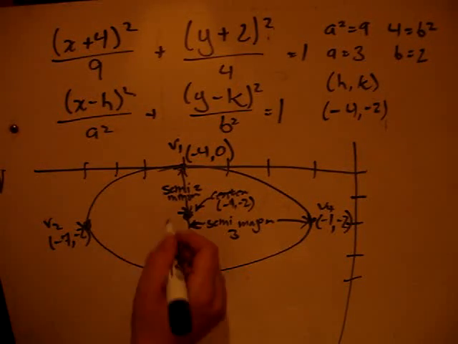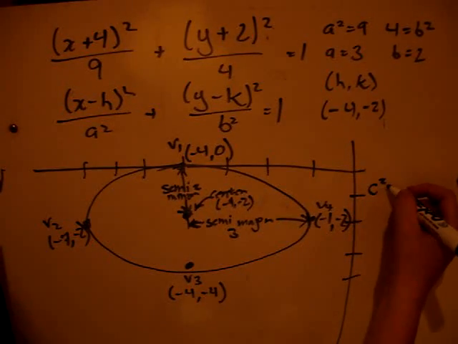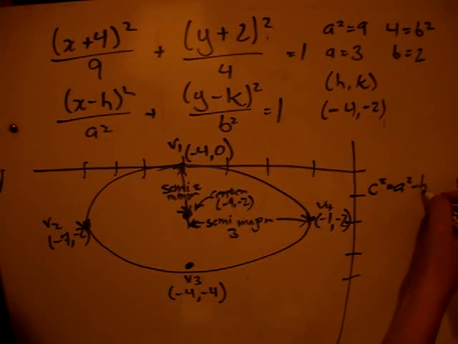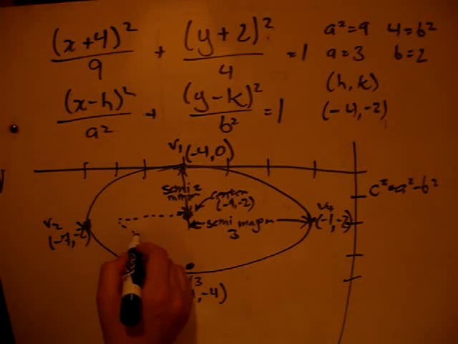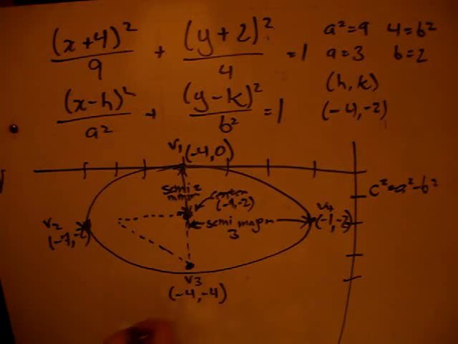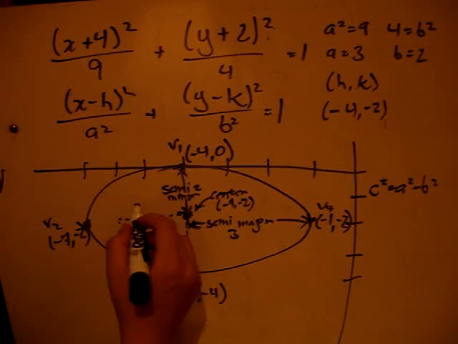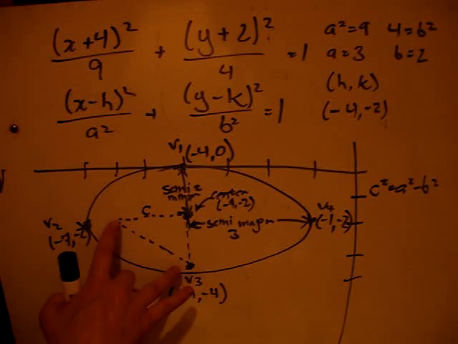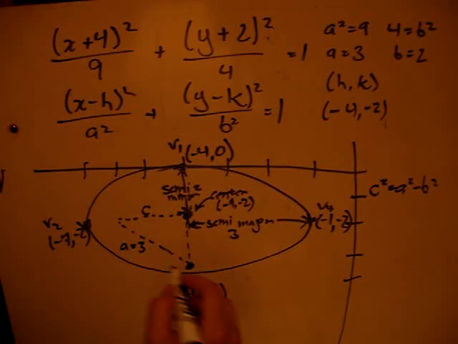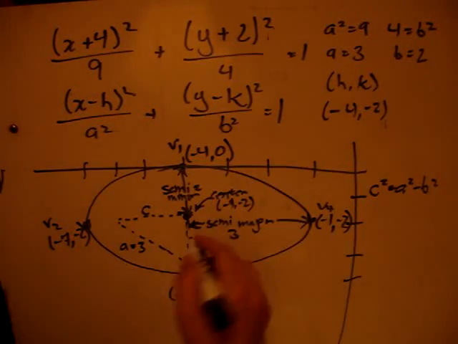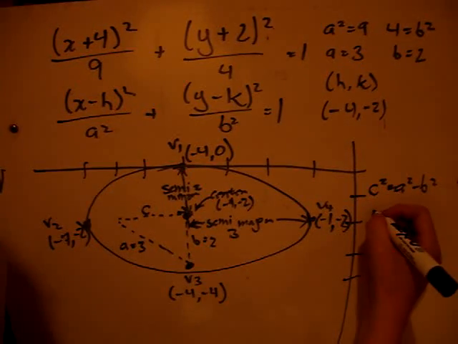Now to find our foci, we'll use the Pythagorean theorem, which is c² equals a² minus b². And we'll use the right triangle, which for now we'll imagine is right here. The distance from the center to the foci is c. And this is the same distance as a, so that's 3 units long. This is the same distance as b, so that's 2. We'll plug that into the equation to find c.